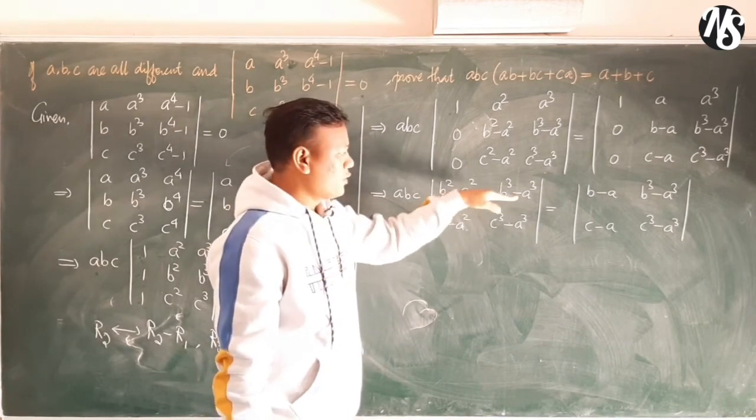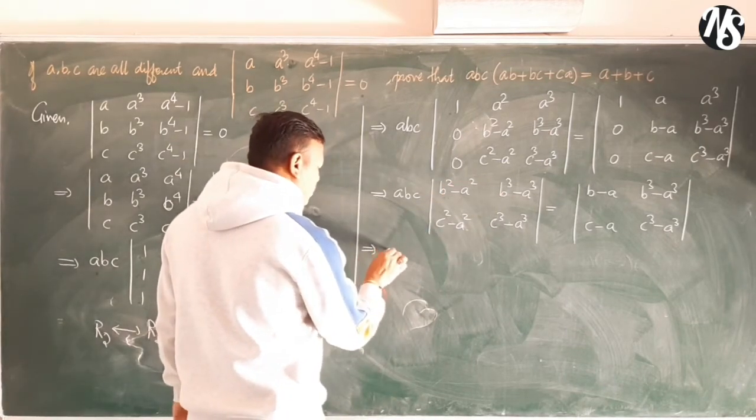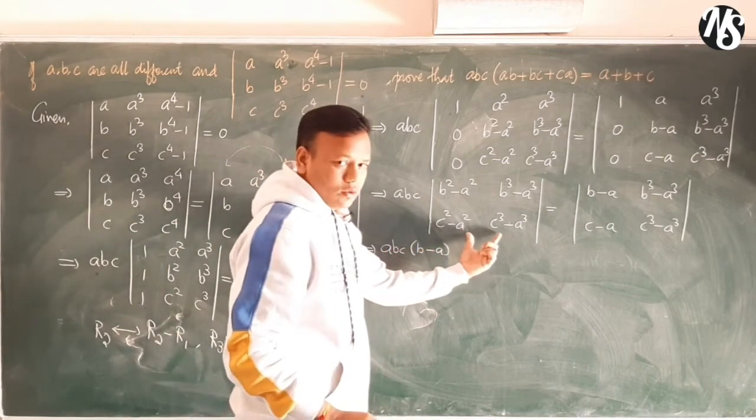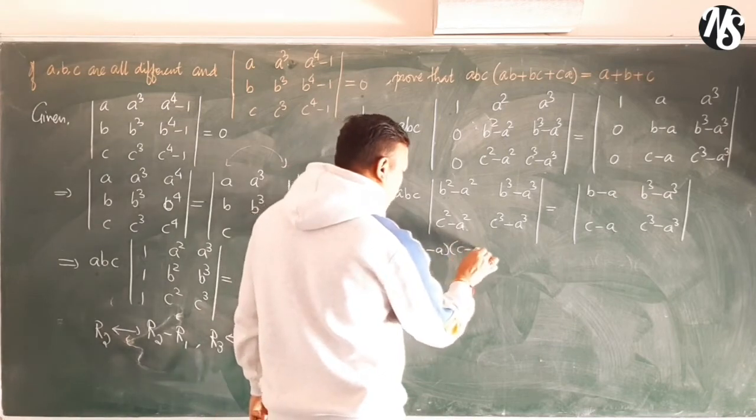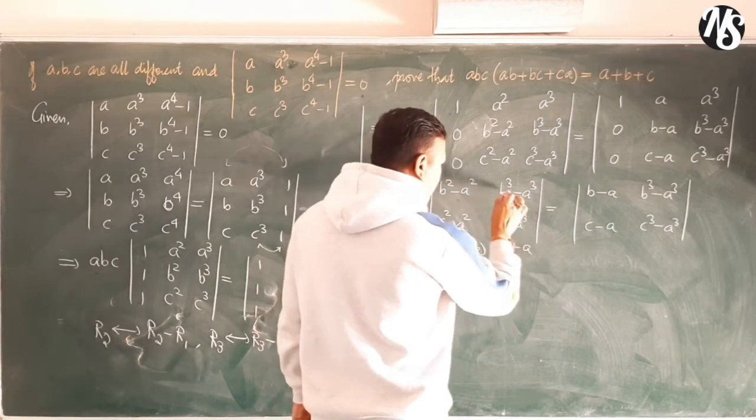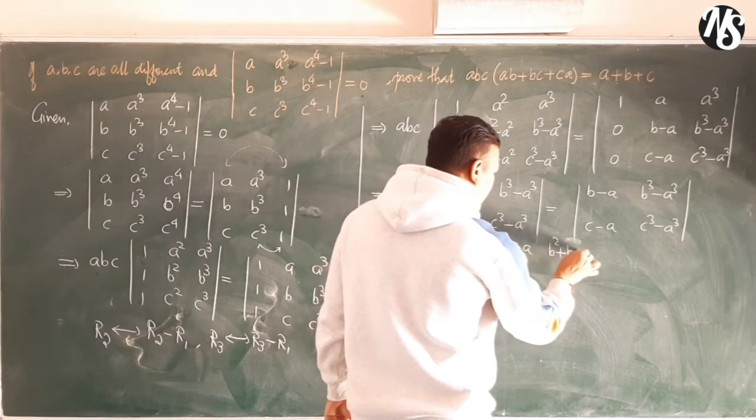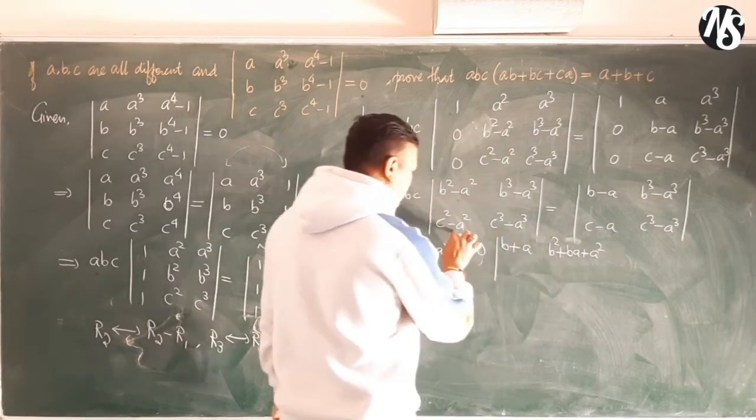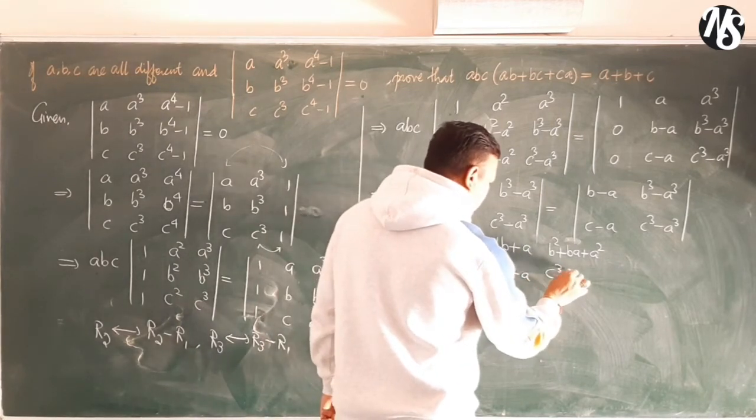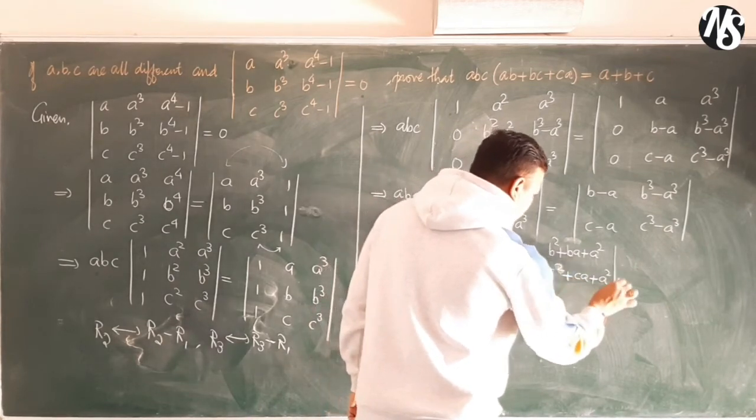So basically from the first row I see that b minus a is common. So let me take out b minus a common. So we have a, b, c. Similarly from the second row we get c minus a common. So you get from this b plus a, and from here you get b square plus ba plus a square. Similarly from here you get c plus a, and from here you get c square plus ca plus a square.